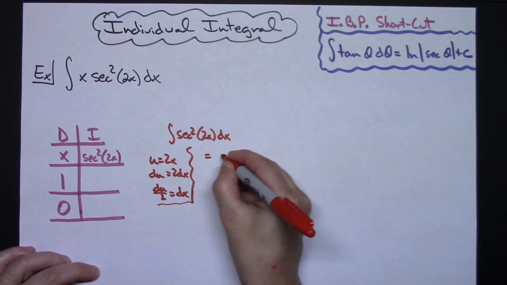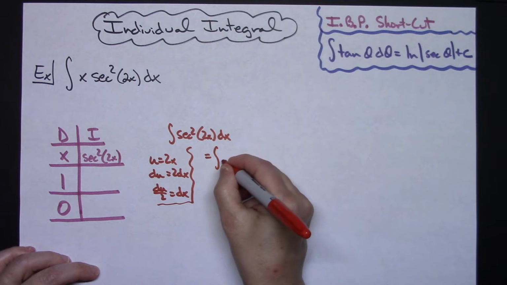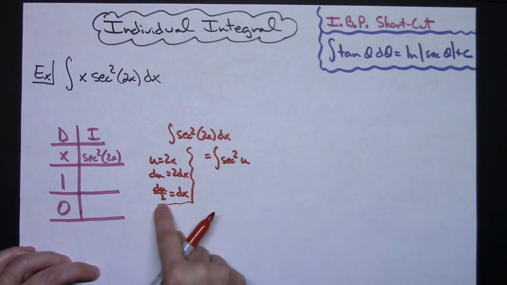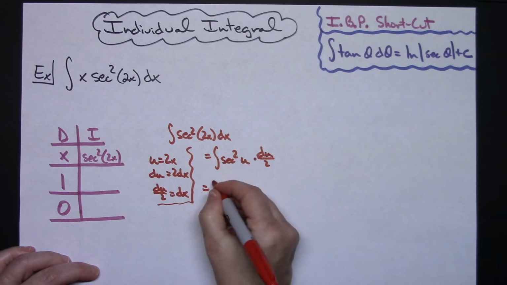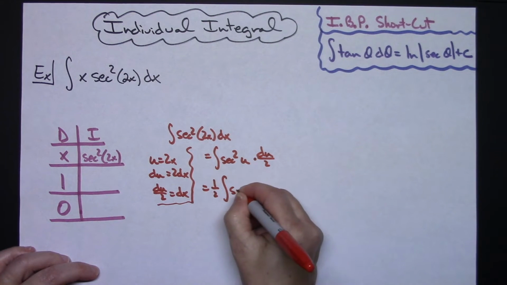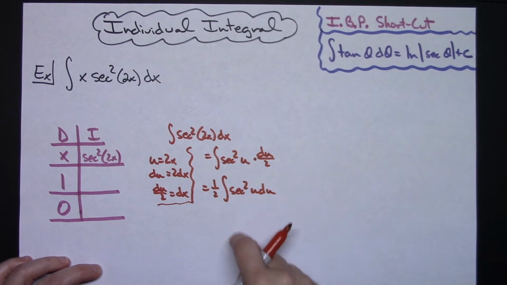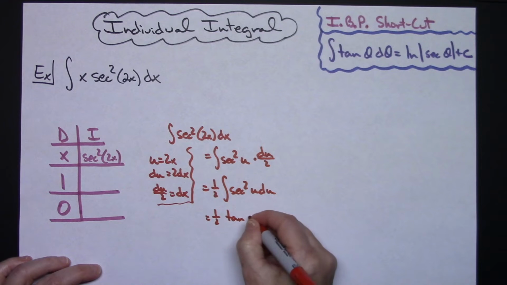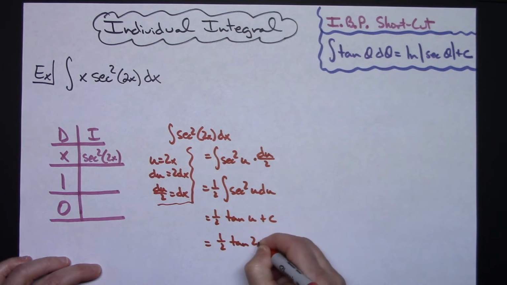So taking this down a notch, I'm going to replace things. I'll have the integral of secant squared, the 2x is going to be replaced with u, and the dx will be replaced with the du over 2. There's our 1/2 coming out. And then I'm integrating secant squared u du. That one you should have memorized, as long as you've got your derivatives and integrals memorized, as being tangent. So then I'm going to have a 1/2 tangent u plus c, and the plus c right now is not really important. Replacing that u with what it's going to be, I'll have a 1/2 tangent 2x.